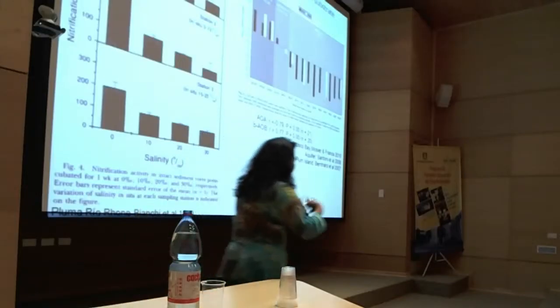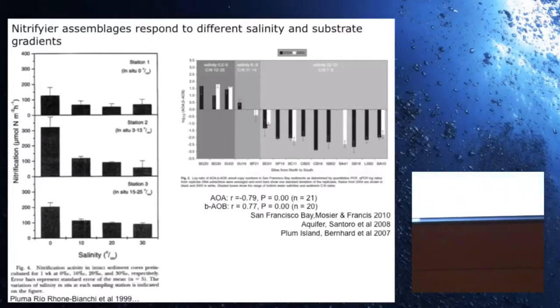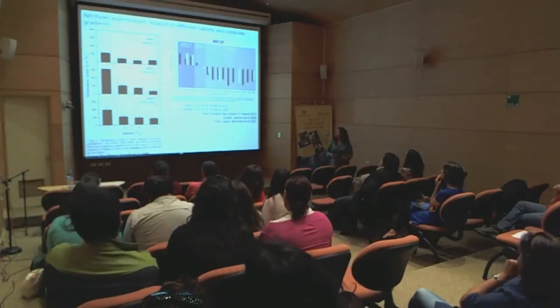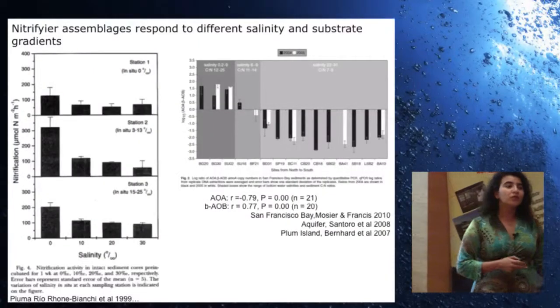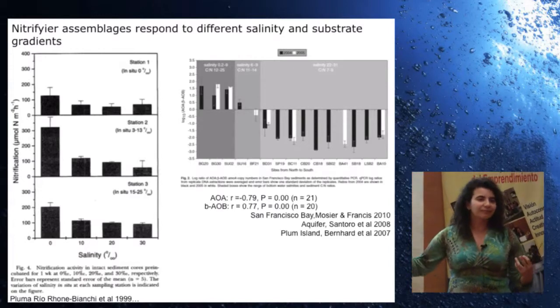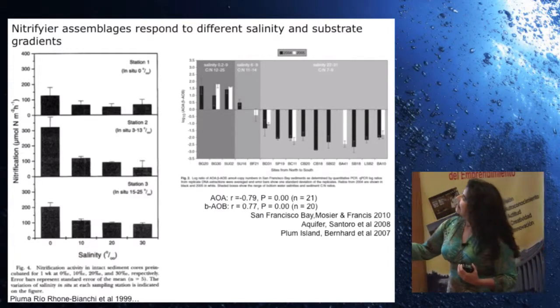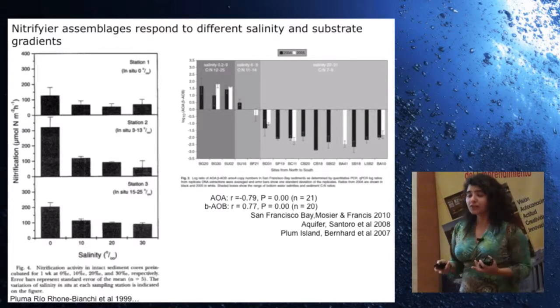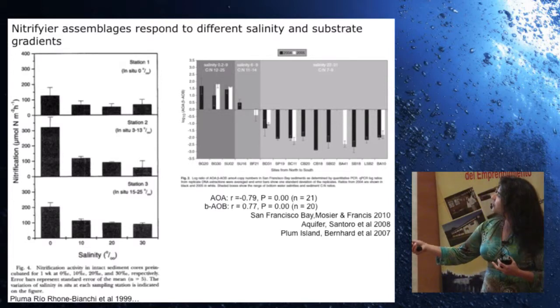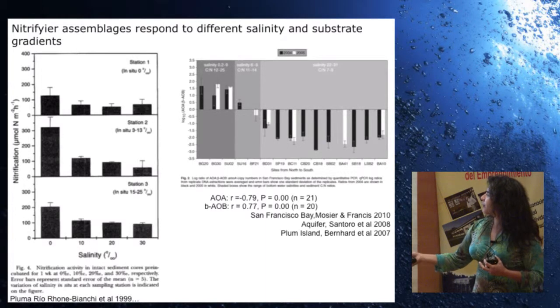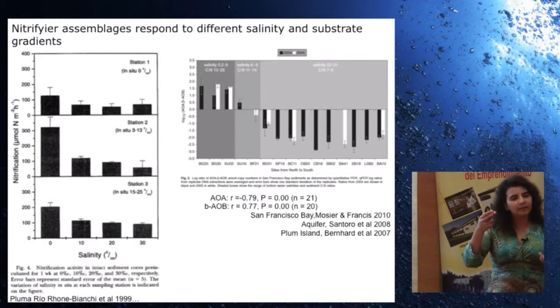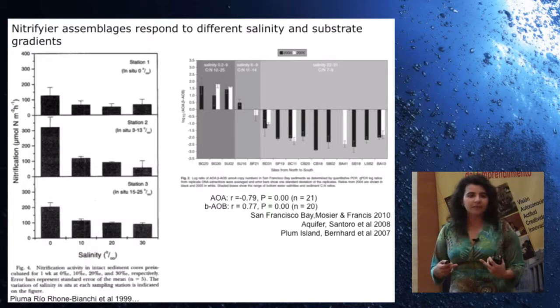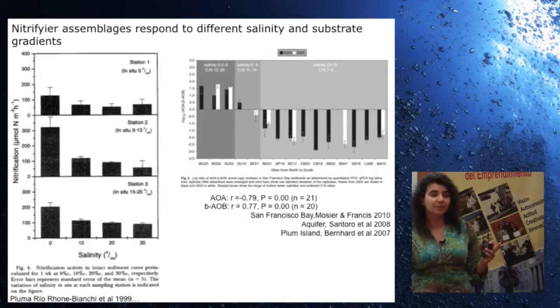Okay, the second physical chemical gradient that we were studying is related with the response of these assemblages to salinity or substrate. So we know classical results about the sensitivity of the nitrification processes to salinity. For example, in estuaries, when looking at the process, there is an inhibition or a decrease of the rate of nitrification in these ecosystems related with salinity.